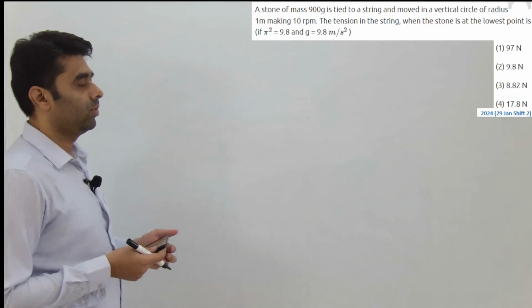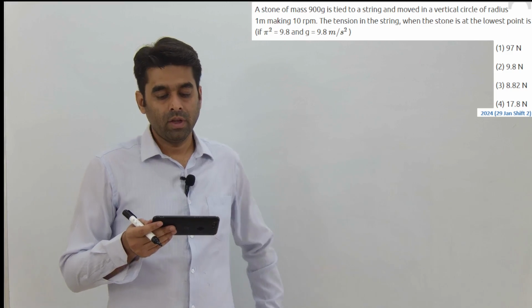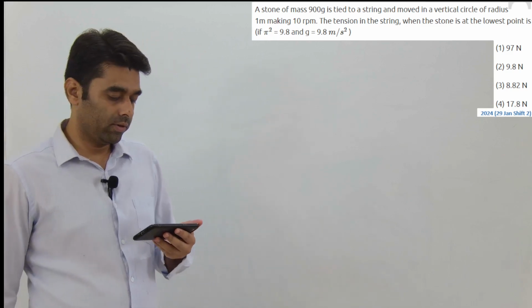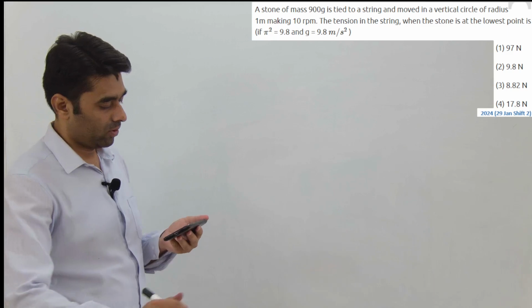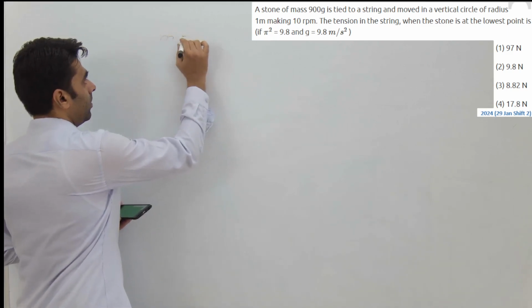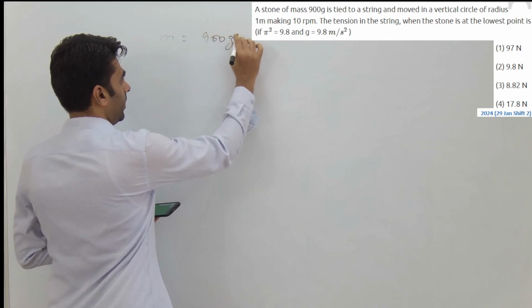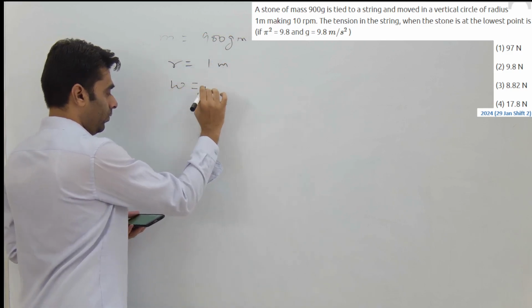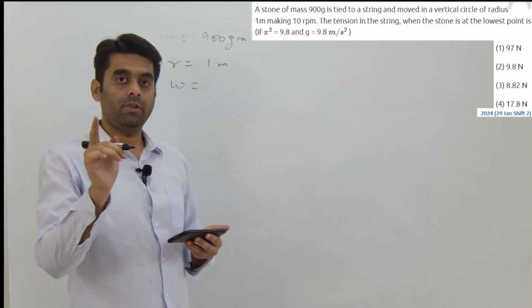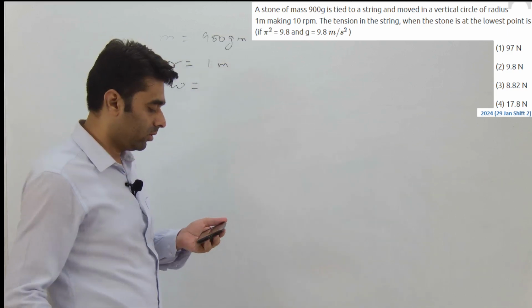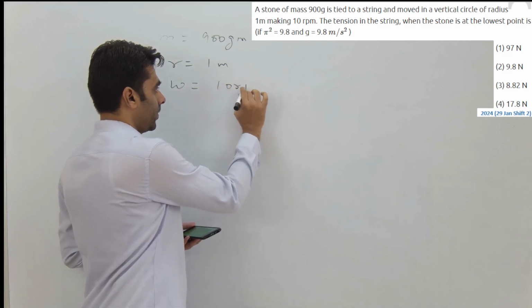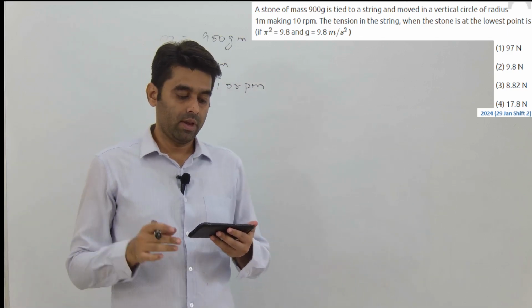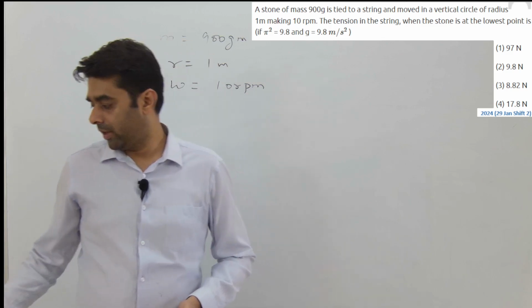So our question is a circular motion question, let us see. A stone of mass 900 gram is tied to a string and moved in a vertical circle of radius 1 meter making 10 rpm. Let's write the data given to us. Mass is 900 gram, radius is 1 meter, and velocity is given as 10 rpm. That means it's the angular velocity, 10 rpm. They are asking us the tension in the string when the stone is at the lowest point. Pi square is 9.8, g is 9.8 meter per second square.